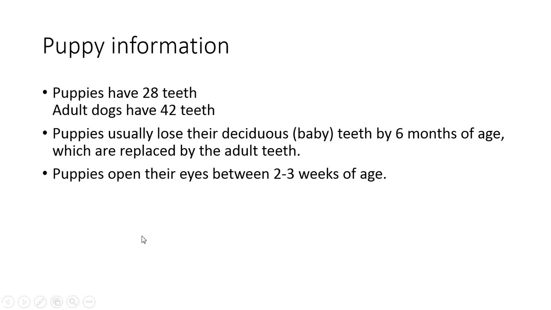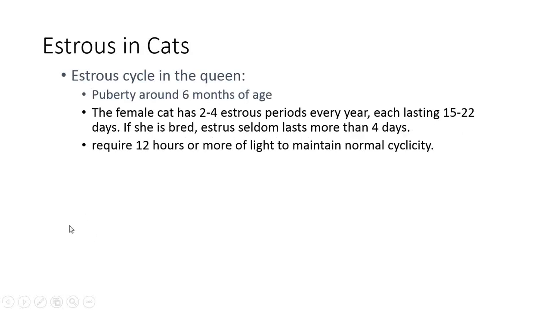Puppies open their eyes between 2 to 3 weeks of age. They are born with closed eyes, and those will open around 2 to 3 weeks of age. Estrus in cats, the queen, she hits puberty around 6 months of age, just like dogs do.